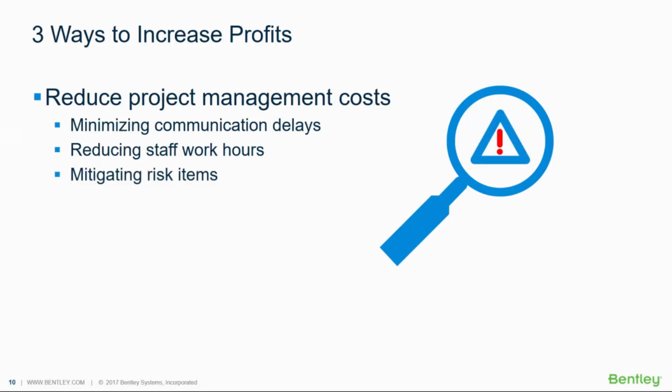You can also reduce costs by mitigating risk items. And the better visibility you have into these specific risk items, the better your ability is to mitigate them with minimal impact on your bottom line. So having a construction management system that tracks risk items and provides visibility into financial exposure, you're going to help your project stay in the black.